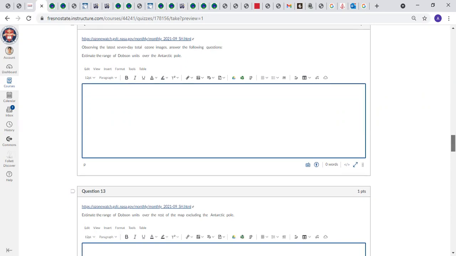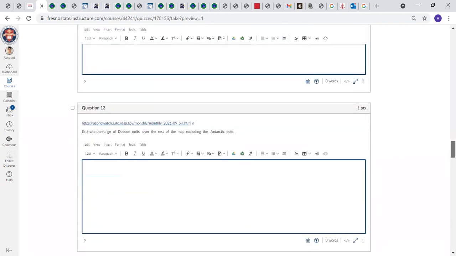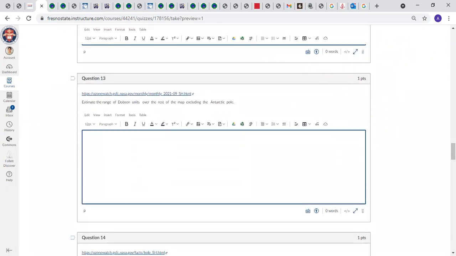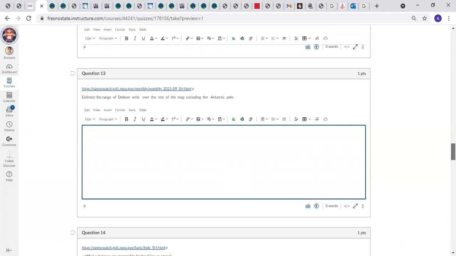And then next you're going to use the range of the ozone density above the rest of the map, above the rest of the world that excludes the Antarctic. So for question 12, you're looking at readings over the last week of ozone over the Antarctic. And then question 13, same time period, with just the rest of the map, excluding the Antarctic.